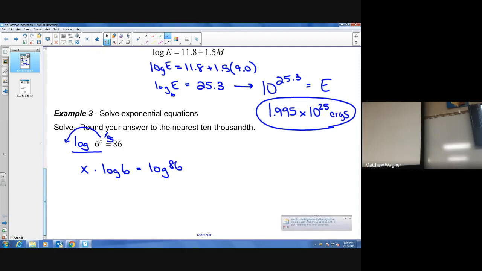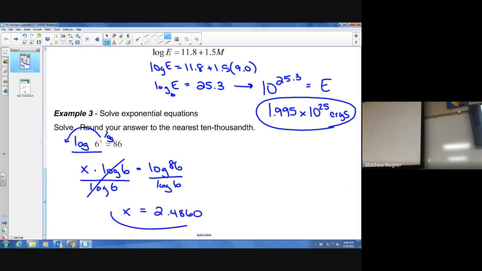And to solve this, I'm just going to divide both sides by log of 6. I can use my calculator to approximate. So I do log base 10 of 86, enter, divided by log base 10 of 6, enter. Use my calculator for that. And now I get 2.486, rounded to the nearest 10,000th. Okay? Notice. Okay?